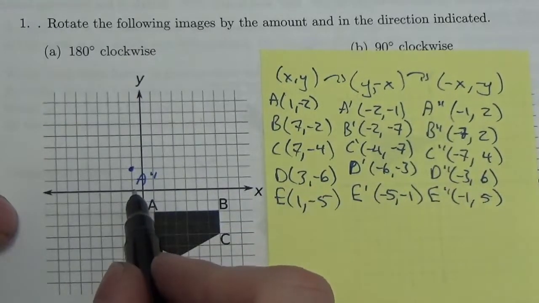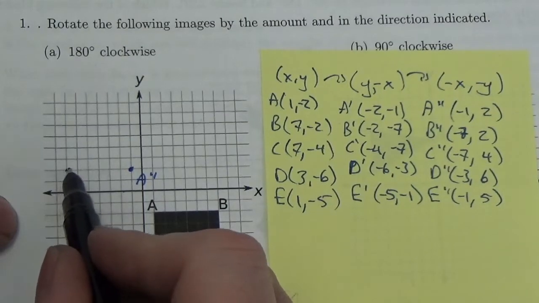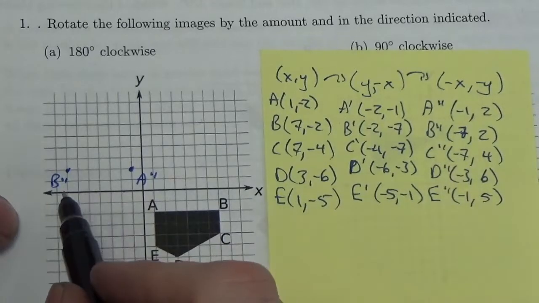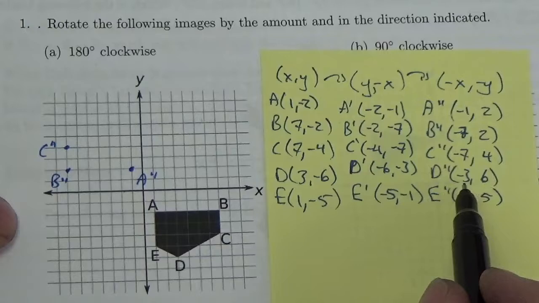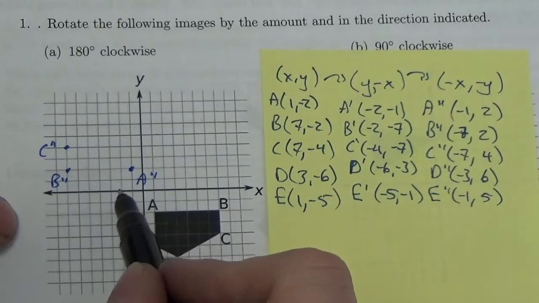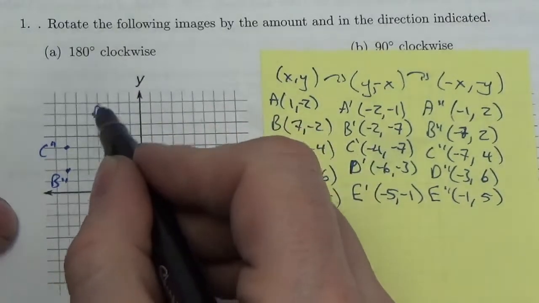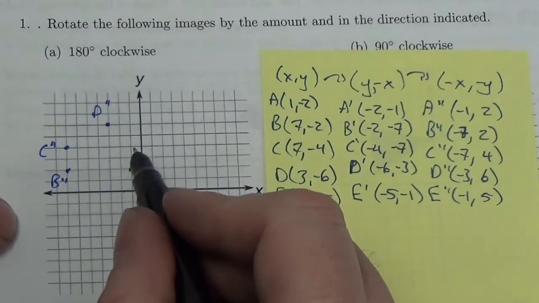B is negative 7. Oh boy. 1, 2, 3, 4, 5, 6, 7. 1, 2. So here's B double primed. C is going to be negative 7, positive 4. So here's C double primed. D is negative 3, 1, 2, 3, 1, 2, 3, 4, 5, 6. And E is going to be negative 1, 1, 2, 3, 4, 5.